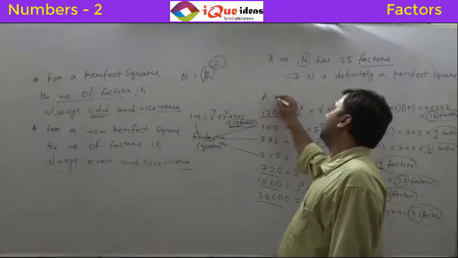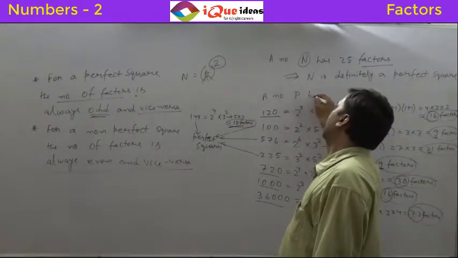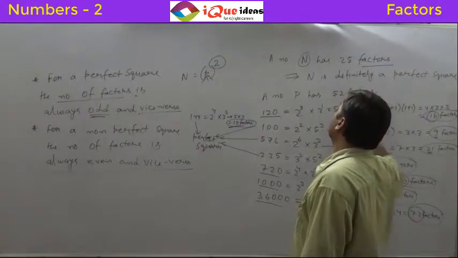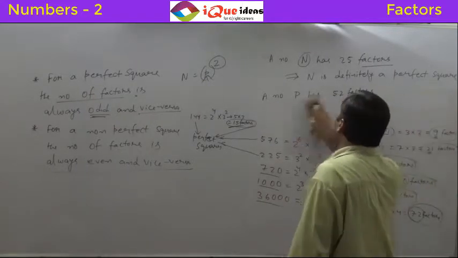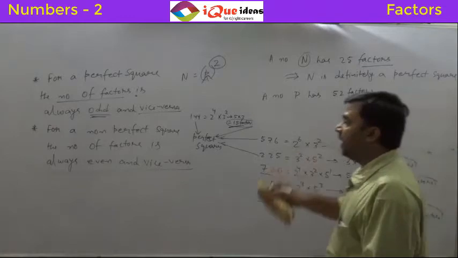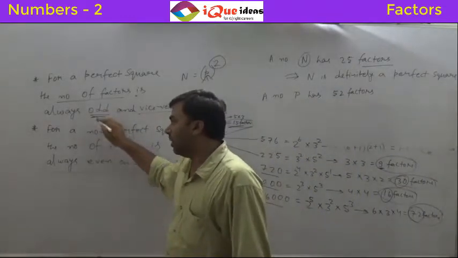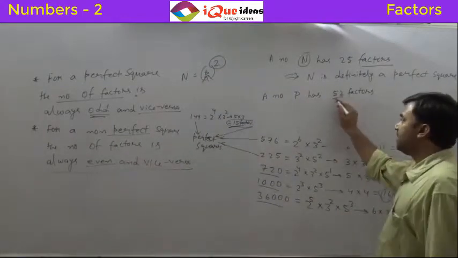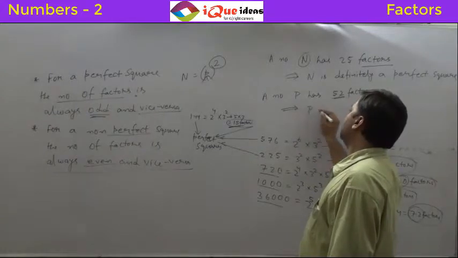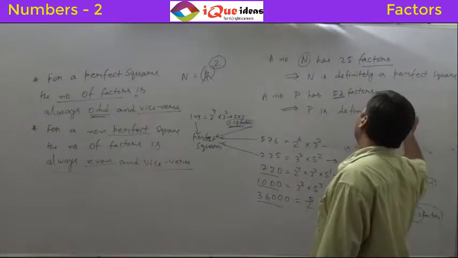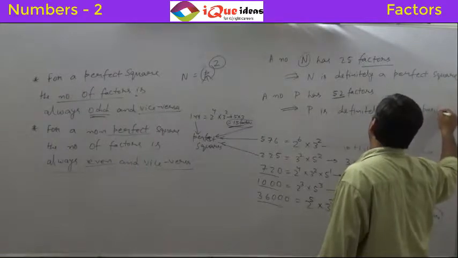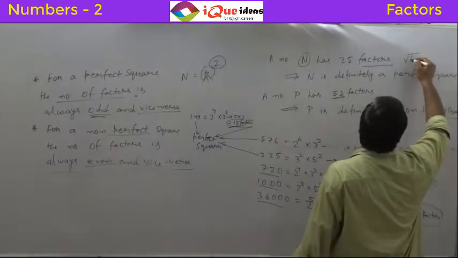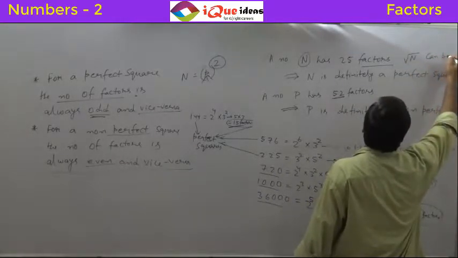Similarly, if I say a number p has, let's say, 52 factors. What is that one thing that you can definitely say about this number? You can definitely say that it is not a perfect square. Why? Because if it was a perfect square, the number of factors should have been odd. For a non-perfect square, the number of factors is even. So here the number of factors is even, hence p is definitely a non-perfect square. That is for sure. The question can be something like this. For this one, the question can be root n can be, and there will be 4 options.